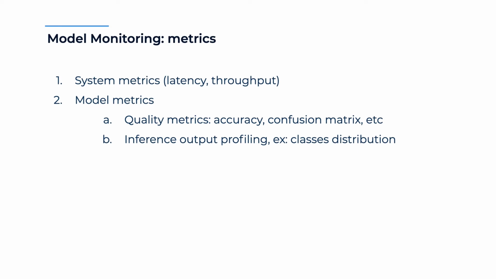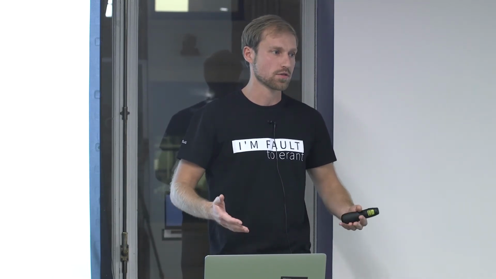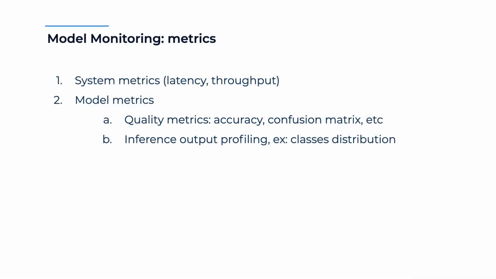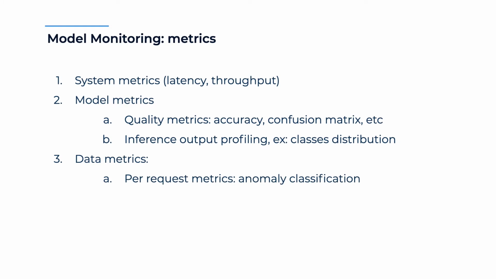Then what else can you do? You can monitor your inference output and do profiling. For instance, if your model outputs classes, you can learn that distribution over time and say, hey, in training, in my validation data set, I have a particular distribution of my classes, and in production it is different. Is it an issue? Maybe yes, maybe not. You probably just need some insight. Hey, there is something different, and as a data scientist, you can take a look and make a decision out of it.